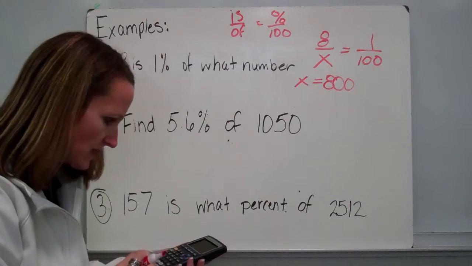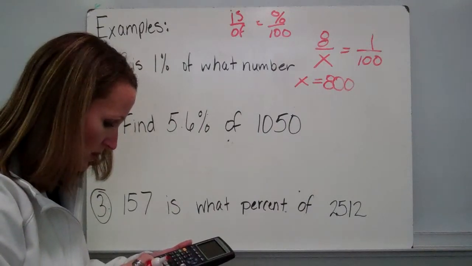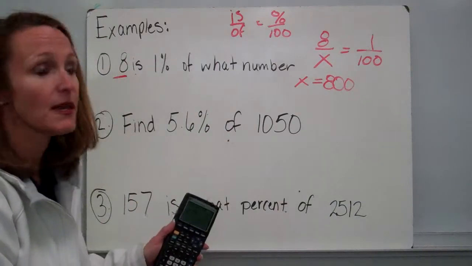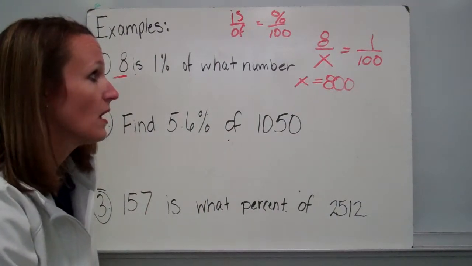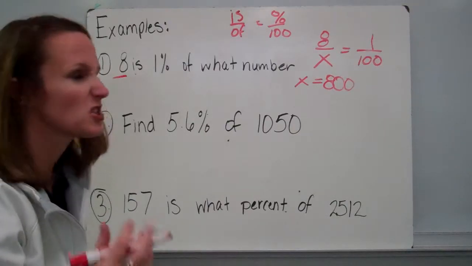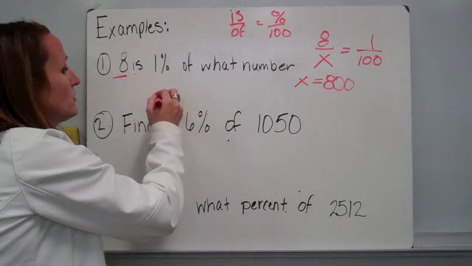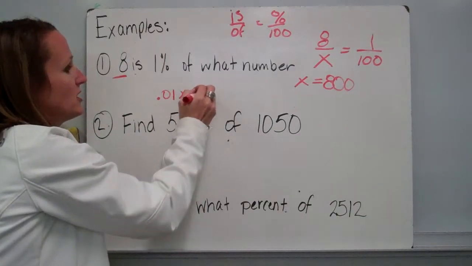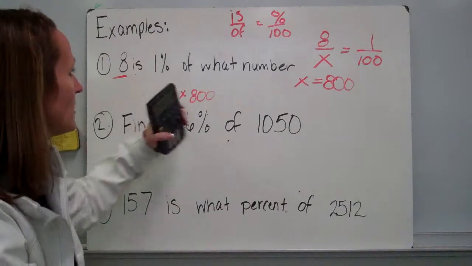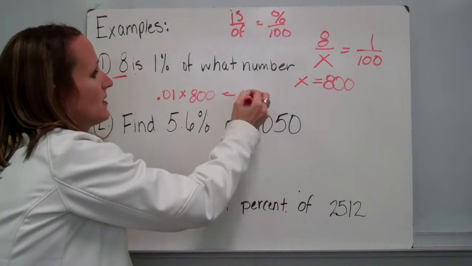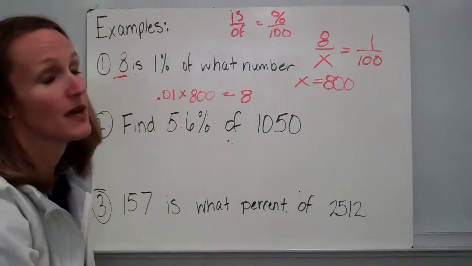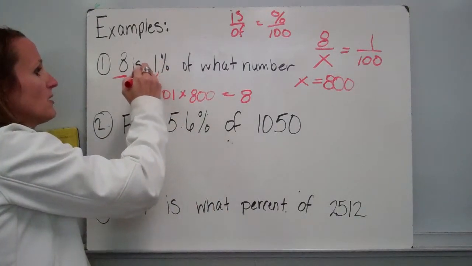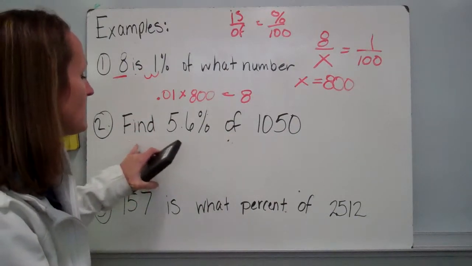So if I type that in here, 0.01 times 800 is 8. So that is correct. And how did I do that? If I'm looking for a percentage of a number, I can just do 0.01 times 800. Percent of a number, you don't actually have to do the whole thing. I got 8. Remember that to change from a number to a percent, or from a percent to a number, I move the decimal over twice.